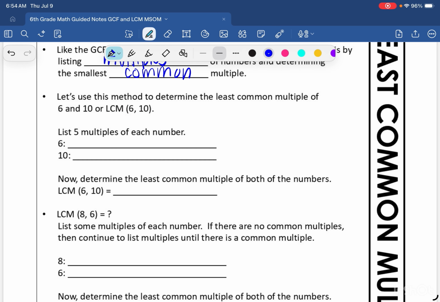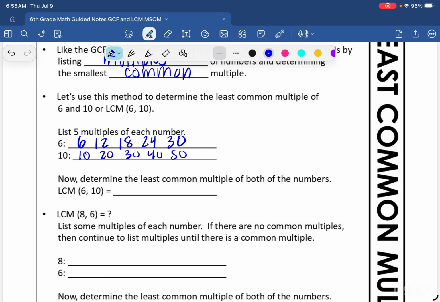It asks us to list 5 multiples of each number, and that's just kind of a starting point. You don't always list 5. Sometimes you'll find it sooner, or sometimes you'll need more. So we're just doing 6 times 1 is 6, 6 times 2 is 12, 6 times 3 is 18, 6 times 4 is 24, 6 times 5 is 30. Those are multiples of 6. Now multiples of 10. 10, 20, 30, 40, 50.